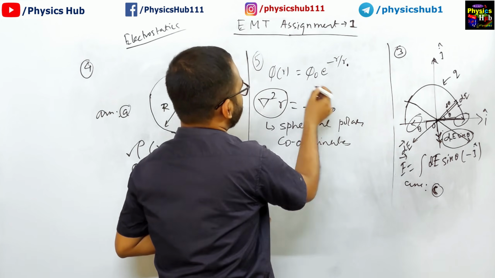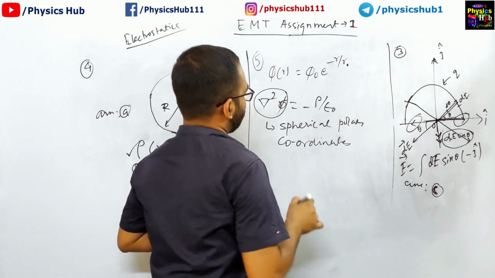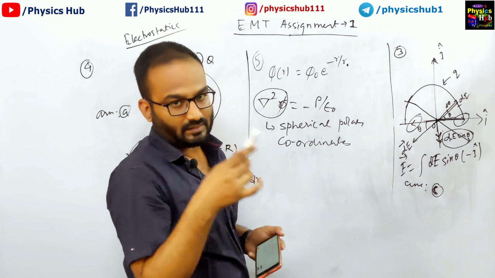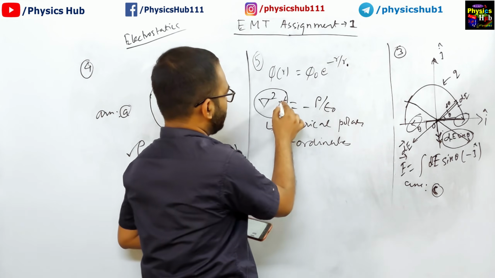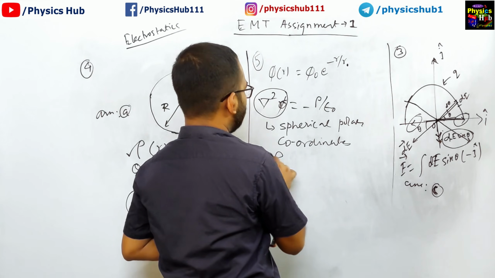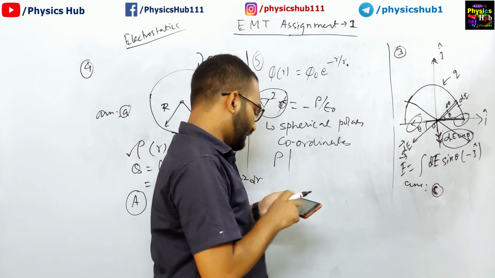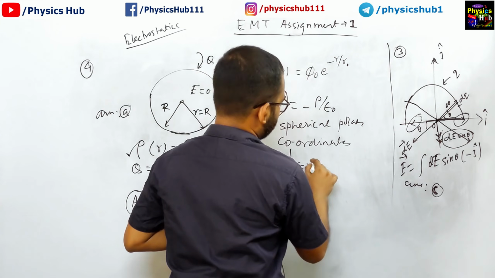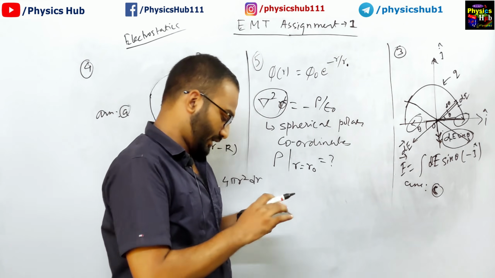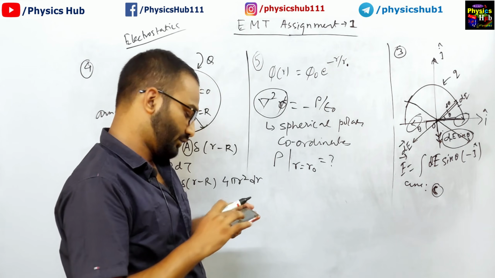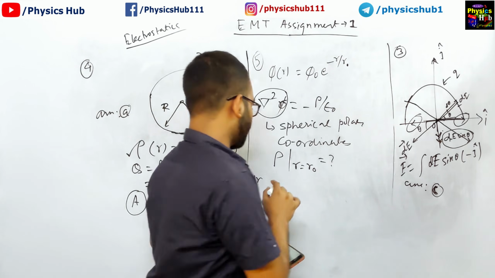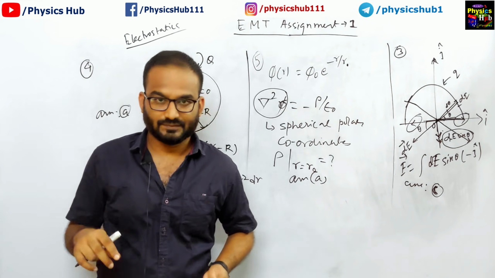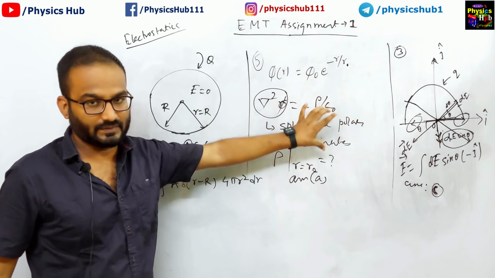You write it, this is del squared phi, and put in place of phi the expression phi naught e to the power minus r by r naught. Once you put this, you will get an expression, and from that you can easily calculate the value of rho. You have to find the value of rho at r equal to r naught. After evaluating the expression, you put r equal to r naught, and it will match with option A. Option A is the correct option for this question. So this is question 5 from assignment 1. The next part will be uploaded very soon.